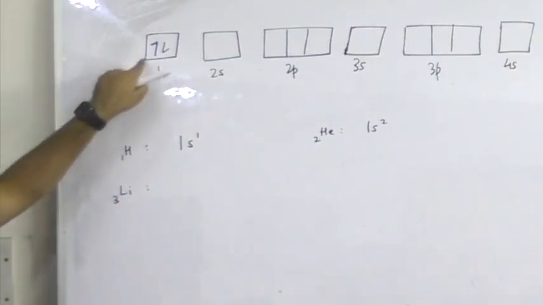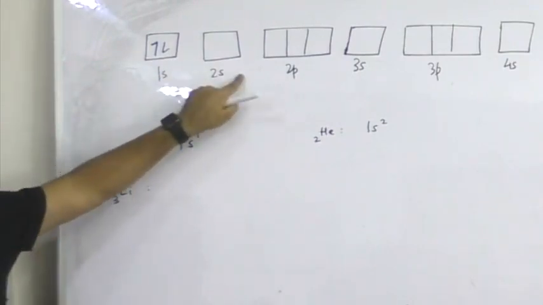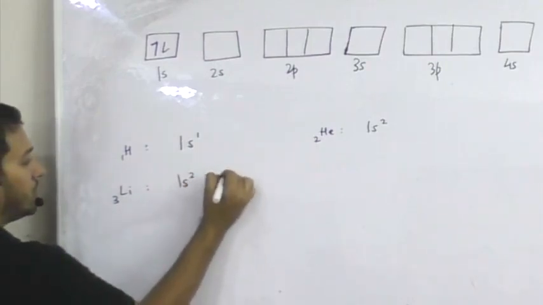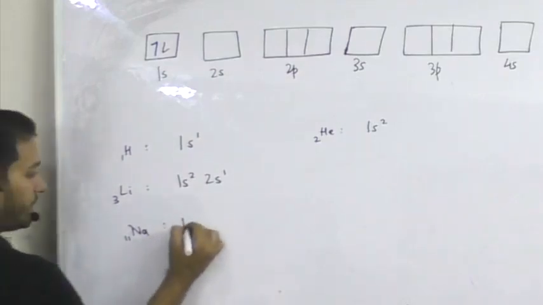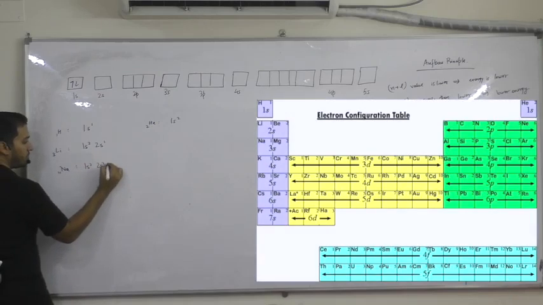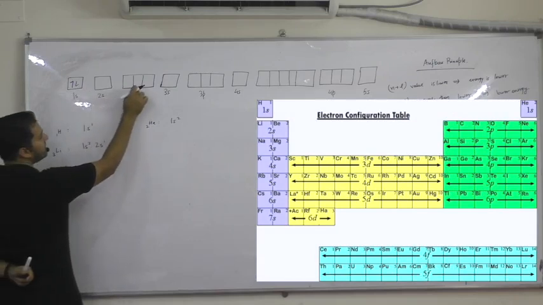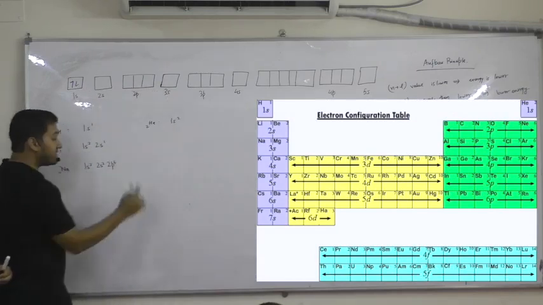What will be lithium? The first electron goes here, the second electron fills in there. Now the 1s is full. So where will I go next? 2s. So lithium will be 1s2, 2s1. Tell me what will be sodium? I have to fill 11 electrons. So it will be 1s2, 2s2, then 2p6, that is 10 electrons. And then the 11th electron will come where? 3s.